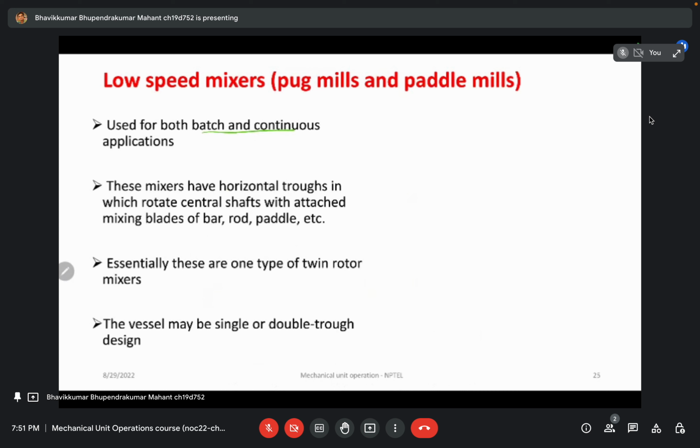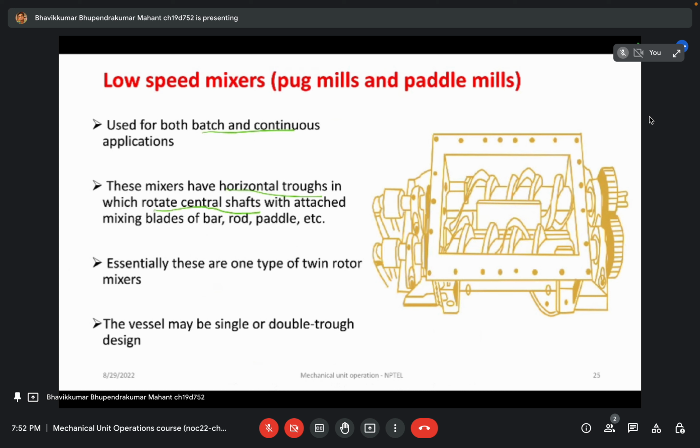These mixers have horizontal troughs in which there is a central shaft fitted with arms with blades, bars, rods, paddles. Essentially these are one type of twin rotor mixers. As you can see, there is one shaft which is attached with different kinds of blades, or you can say the paddles. This is a horizontal trough, and it may be a single or double trough design. These are the type of twin rotor mixers.